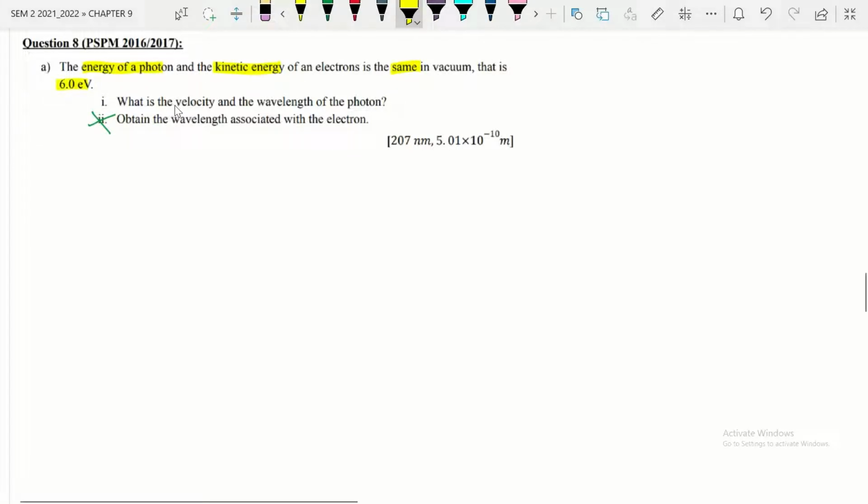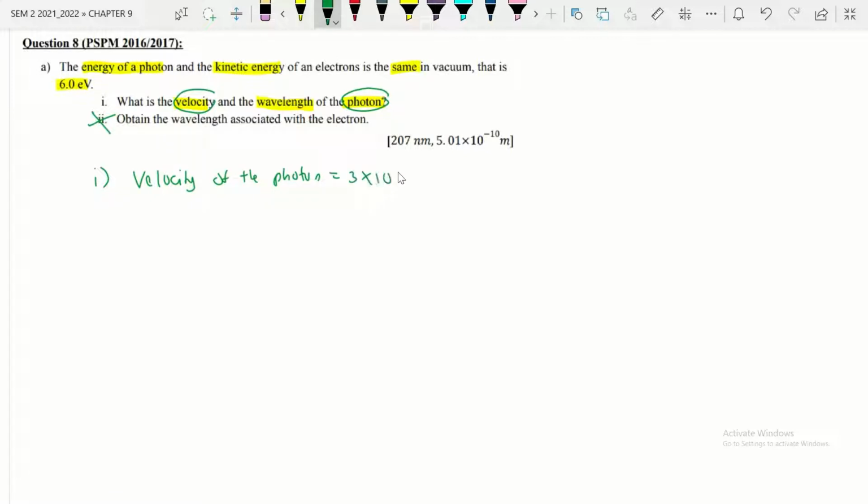Okay, so the first question dia tanya, what is the velocity and the wavelength of the photon? First thing first, awak kena tahu dah, velocity of photon, dia light kan? Photon ni dia light. Jadi bila dia light, speed of the light adalah 3 times 10 to power of 8 meter per second. Okay, boleh?